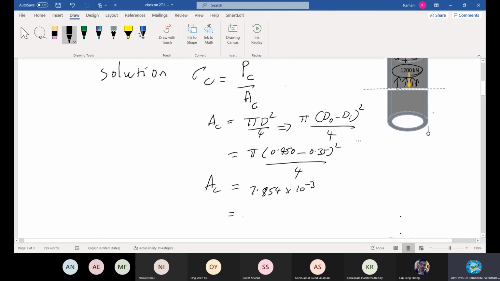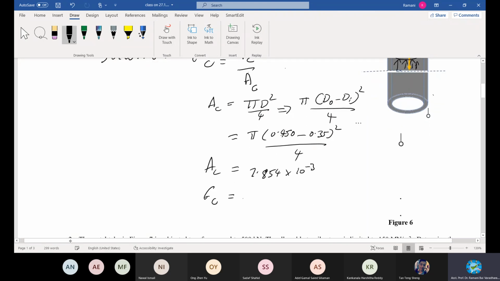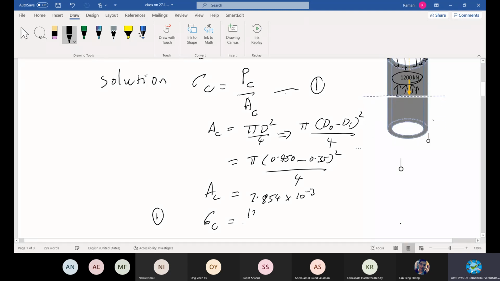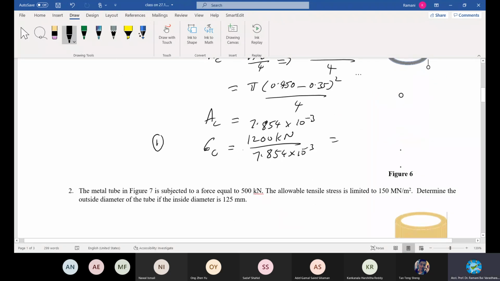I got the area, I got the load. Now I can conveniently calculate sigma C, with the same equation, equation 1. So I substitute in equation 1: sigma C is equal to P, and P is our value of the load, 1200 kilonewton. Let it be kilonewton itself, then I can get the answer in kilonewton. Divided by 7.854 into 10 power minus 3. Please give me the answer. With this, the calculation is finished. 152.79 megapascal.